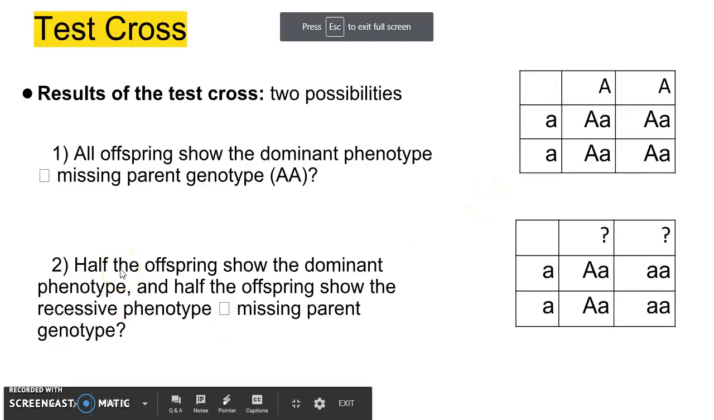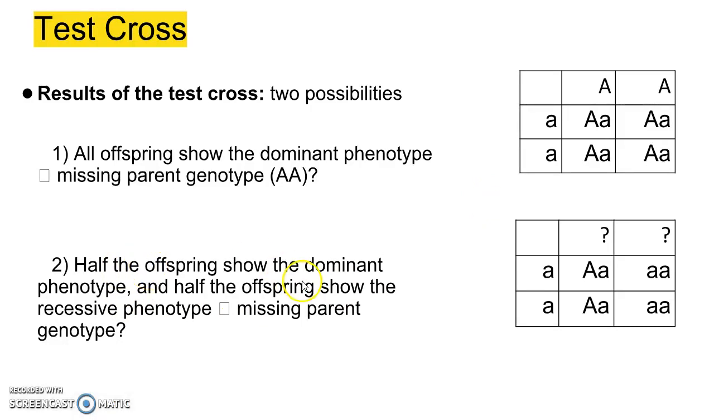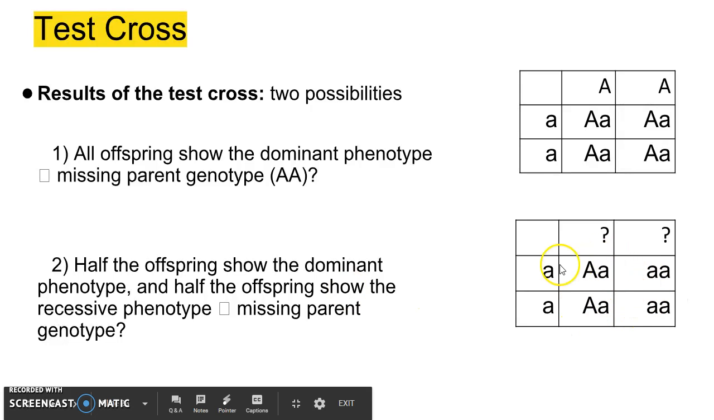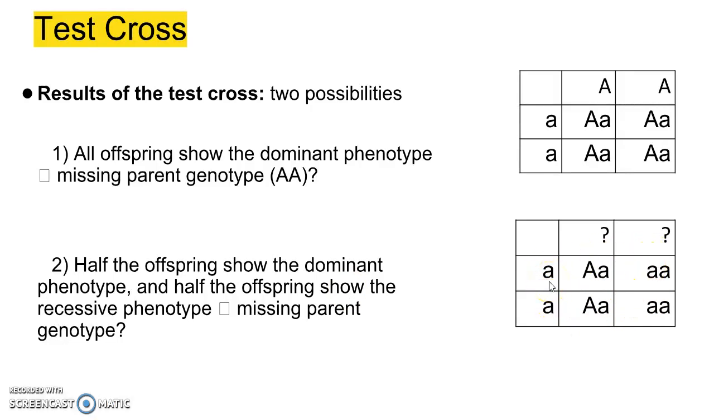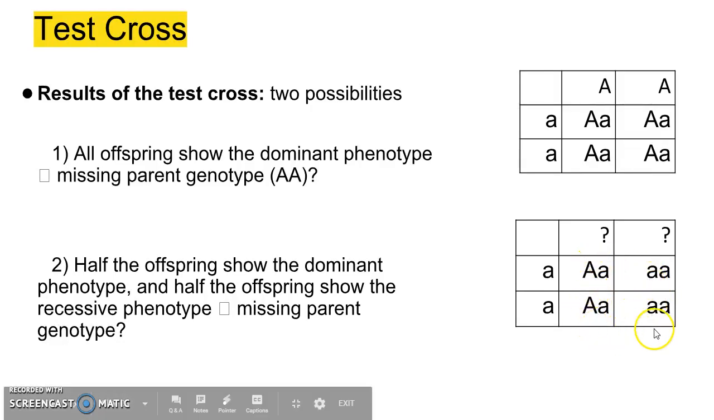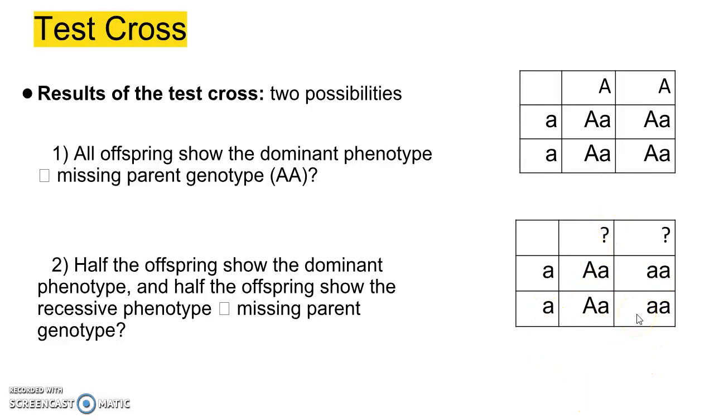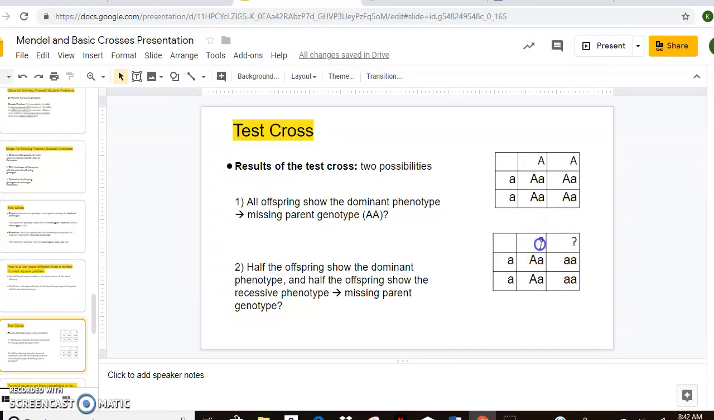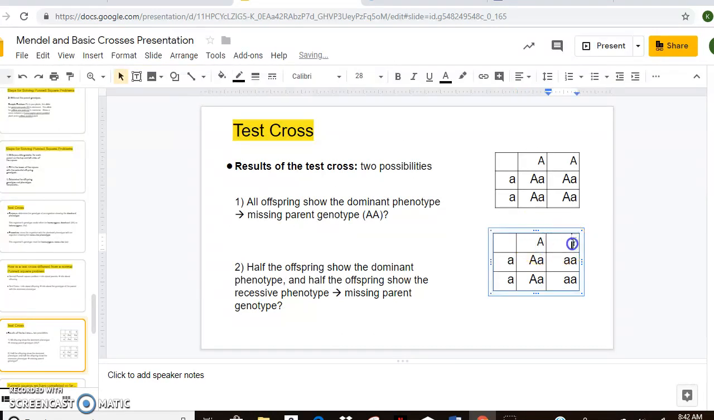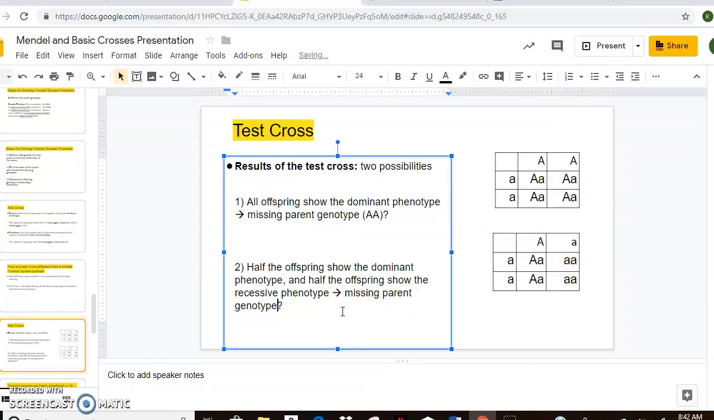Alternately, the results of your test cross could be that half of your offspring show the dominant phenotype and half of them show the recessive phenotype. So we could see this in our Punnett square that we're working backwards from here. We know one of our parents, again, is little a, little a, and we could have half the offspring show the recessive phenotype and half show the dominant phenotype if they have these combinations of alleles. That would only happen if our dominant parent was heterozygous, big A, little a. So the missing parent genotype in that case is big A, little a.